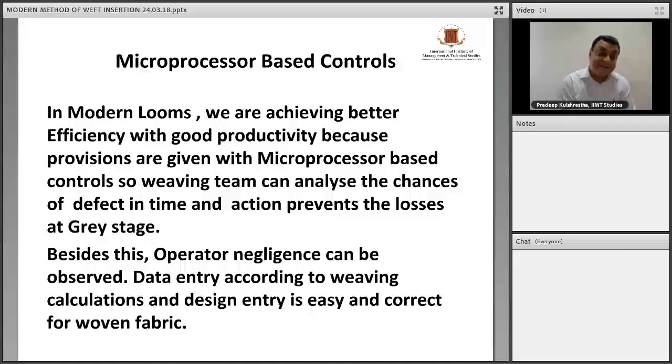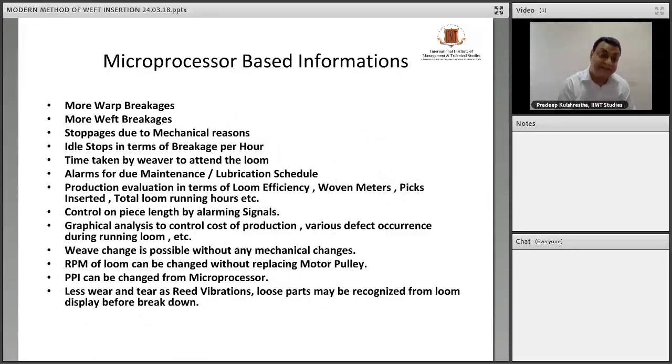Now in the present era of modernization of methods, looms are equipped with microprocessor based controls. In modern looms, we are achieving better efficiency and productivity. Productivity means production with quality. Because of microprocessor information, even operator efficiency can be increased by tackling negligence, because the accountability the operator shows in warp time or weft time is recorded in the microprocessor. It records how much time it takes.